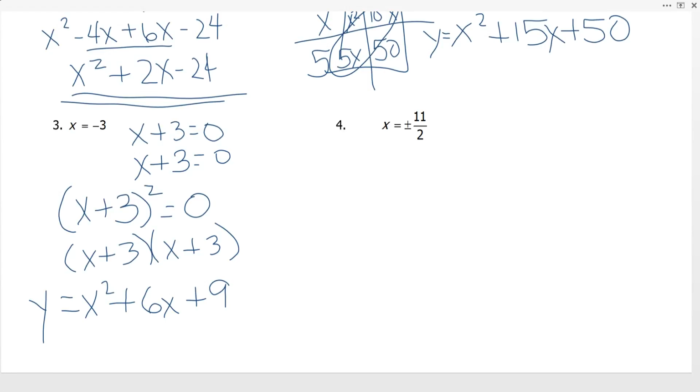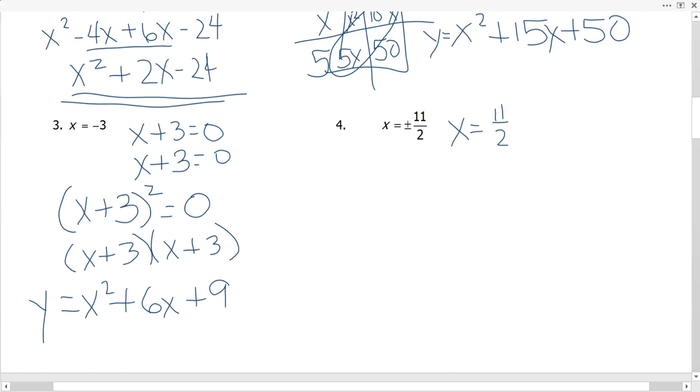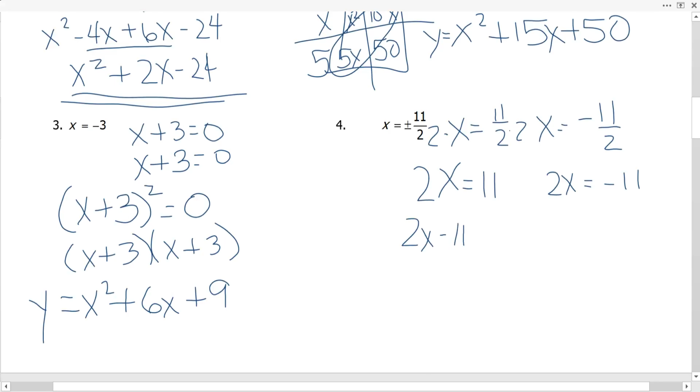Okay, number 4, I've got two solutions. I've got x equals +11/2 and x equals -11/2. Set those equal to 0, and they're going to switch. Actually, before I set them equal to 0, I'm going to multiply times 2 on both sides. So I end up with 2x equals 11. 2x equals negative 11. 2x minus 11 equals 0. 2x plus 11 equals 0.